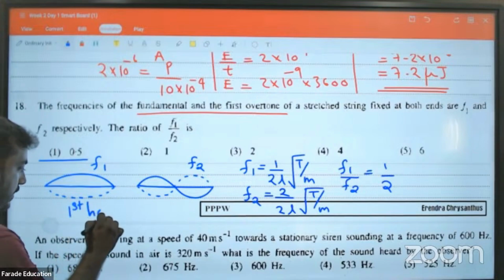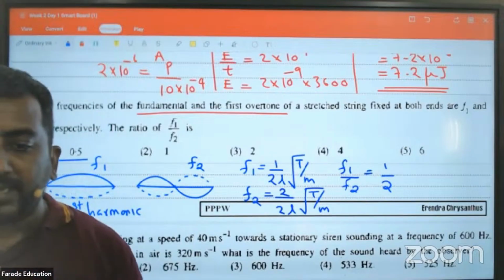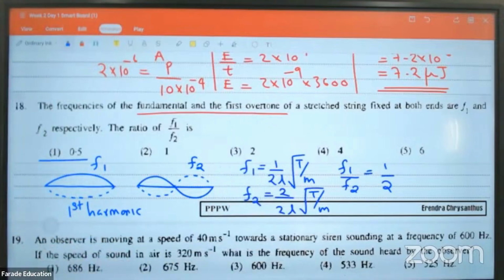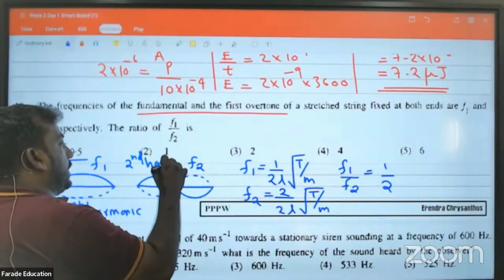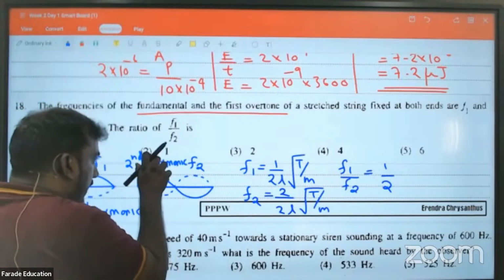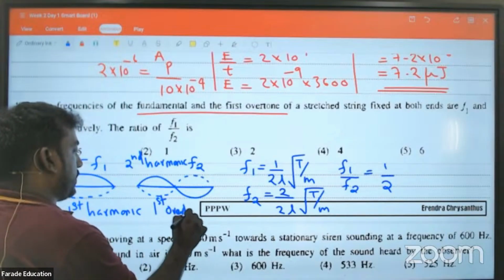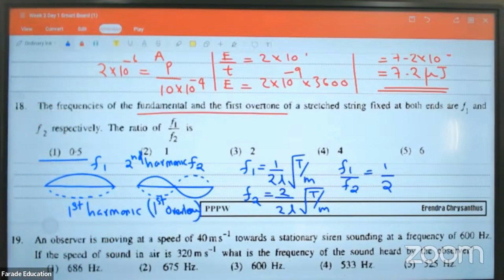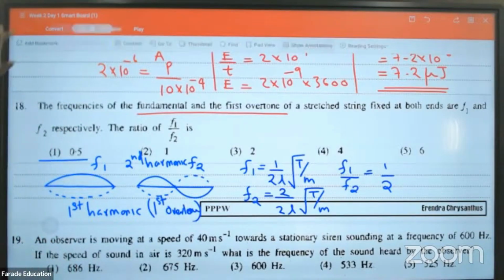First harmonic is also known as fundamental. Second harmonic is also known as the first overtone. So by writing equations here, you can easily get your answer.